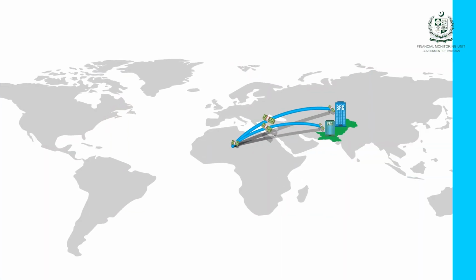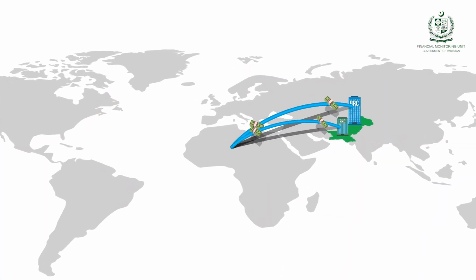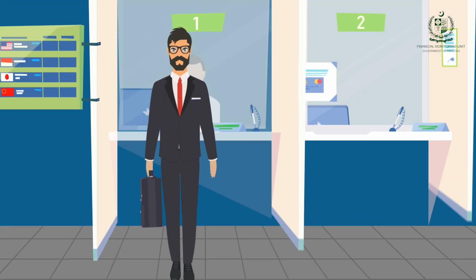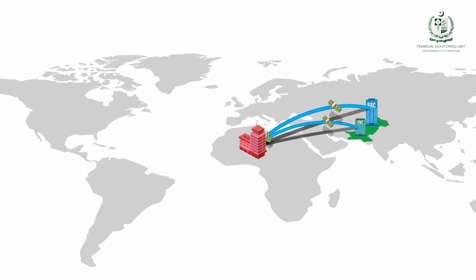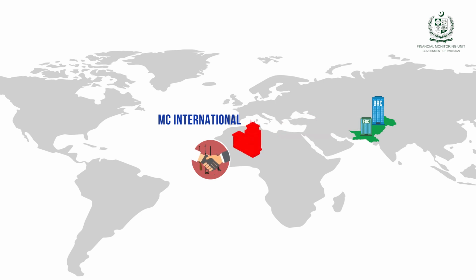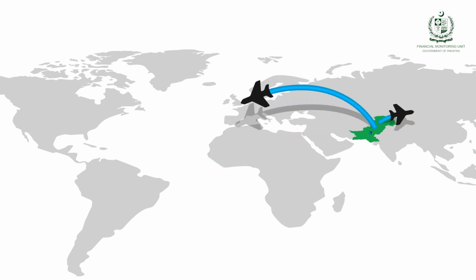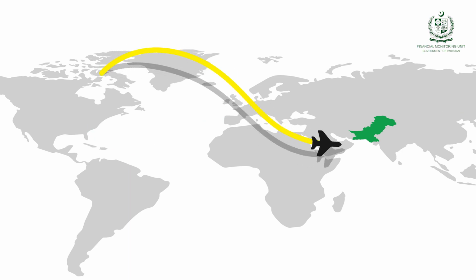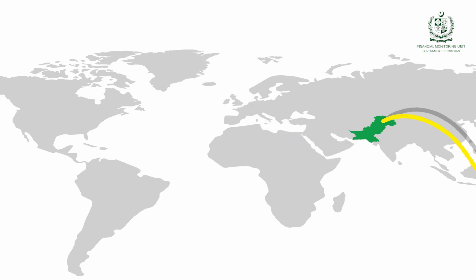The analysis revealed that funds in the accounts of both INGOs were credited through foreign remittances and withdrawn mainly in cash mode. The INGOs received foreign remittance from MC International, which allegedly had links with terrorist organizations. It transpired from the immigration database that the trustees of the INGOs were frequently traveling to various foreign jurisdictions.